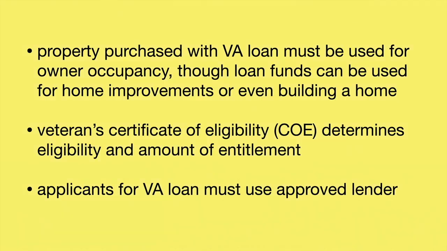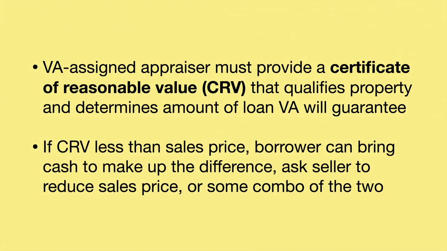The Veteran's Certificate of Eligibility, COE, determines eligibility and the amount of the entitlement. Applicants for a VA loan must use an approved lender. A VA assigned appraiser must provide a certificate of reasonable value, CRV, that qualifies the property and determines the amount of loan the VA will guarantee. If the CRV is less than the sales price, the borrower can bring cash to make up the difference, ask the seller to reduce the sales price, or some combination of the two.